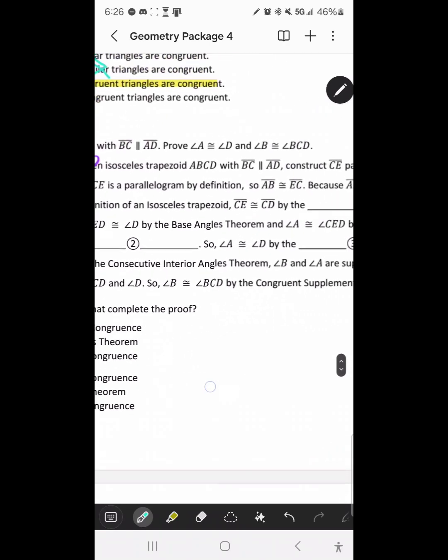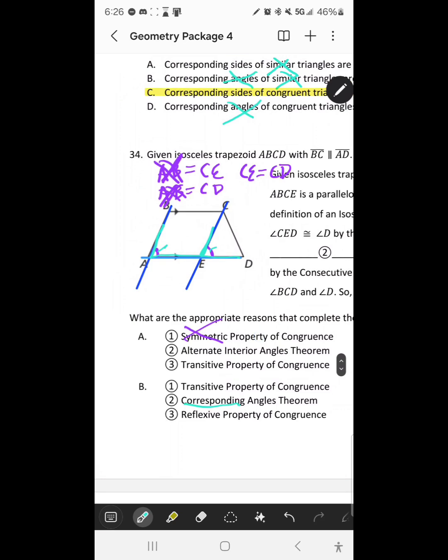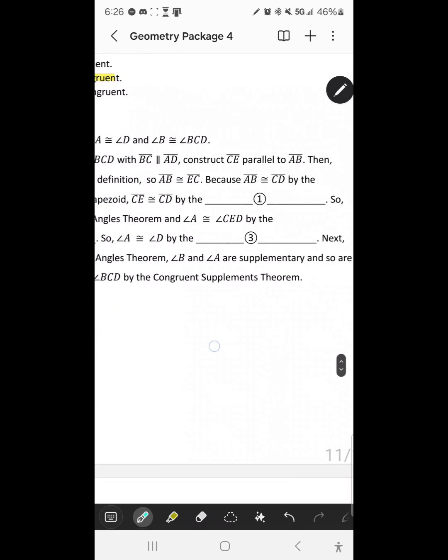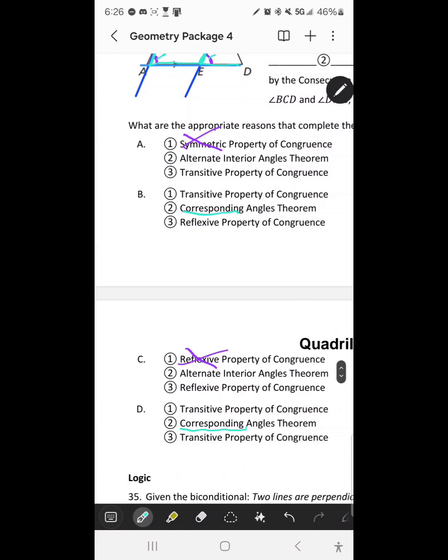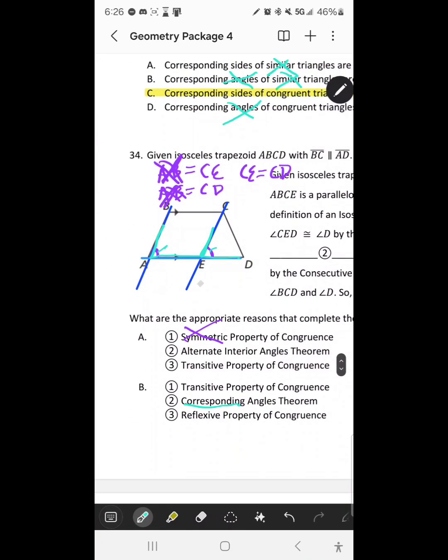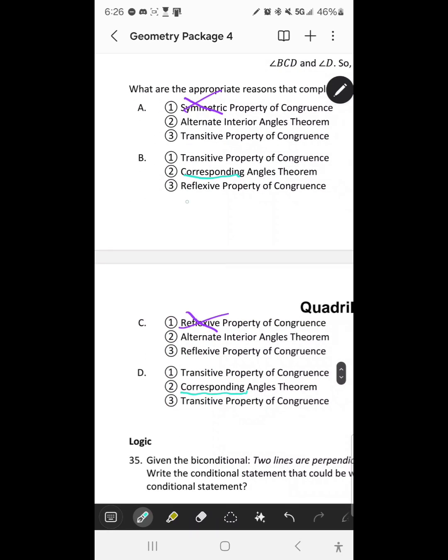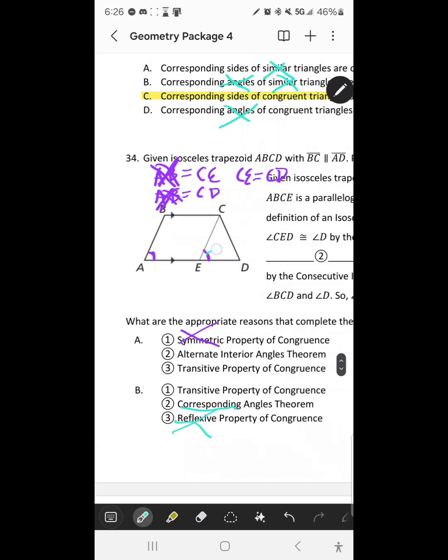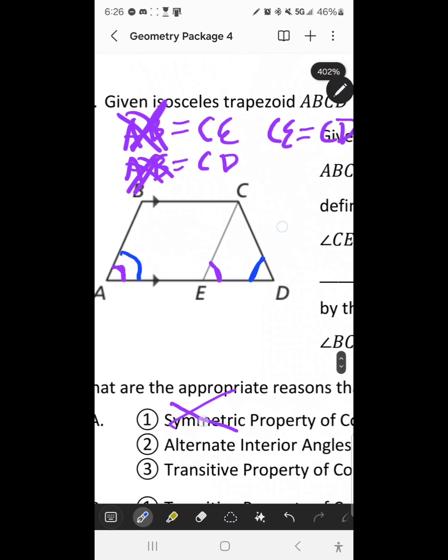Now let's check for the last one. Angle A is congruent to angle D. This is basically what I explained before. Also, the reflexive property, I see here, is only when you say AD congruent to AD. It's when you're saying the same thing congruent with itself. That's the reflexive property. So we know this cannot be right.